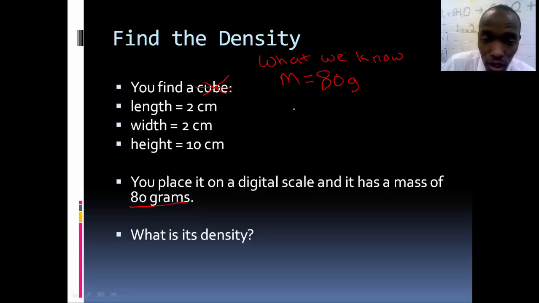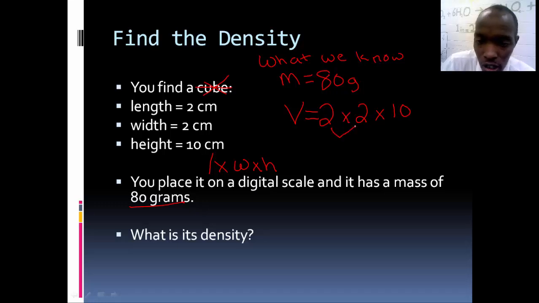All right. Now we know we're trying to find the volume, which they did not specifically give us, but we know that we can do length times width times height of shapes. So length times width times height: 2 times 2 times 10. So this turns into 4 times 10, and it goes to 40 cubic centimeters. Remember our units, cubic centimeters. So our volume is 40 cubic centimeters.